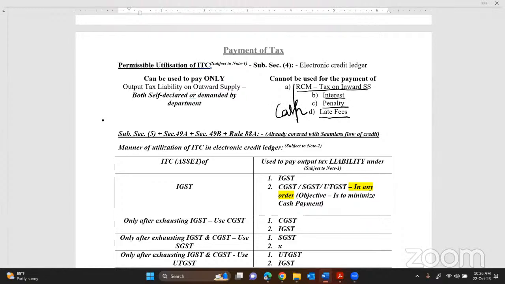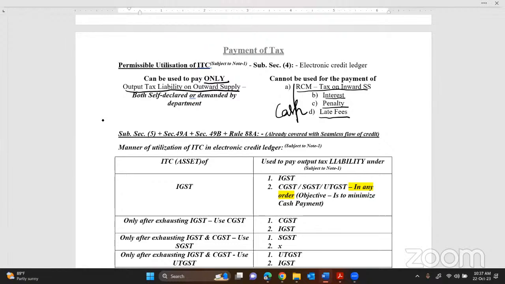ITC is permissible to be utilized for what, sir? It can be used only for paying output tax liability on outward supply, not against all liabilities. You can use it only for output tax liability against the outward supply. Are you all with me? Comfortable?